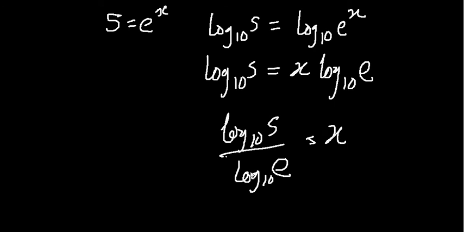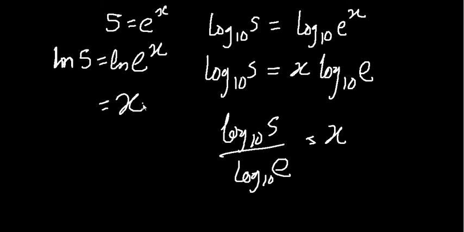Now this method is valid. But what if, instead of log base 10, I take log base e on both sides? Log base e is basically ln, so ln 5 is equal to ln of e to the x. So I bring the x forward, and I get x ln e equals ln 5. Now this is log base e. Now that is equal to 1, isn't it?